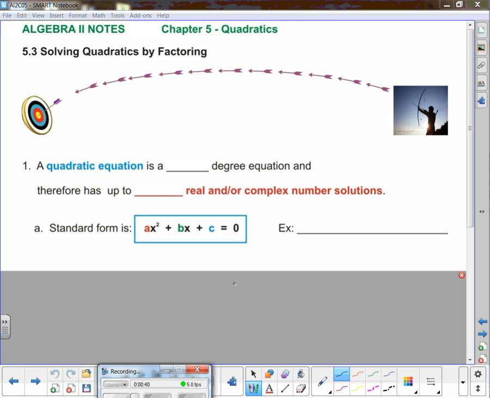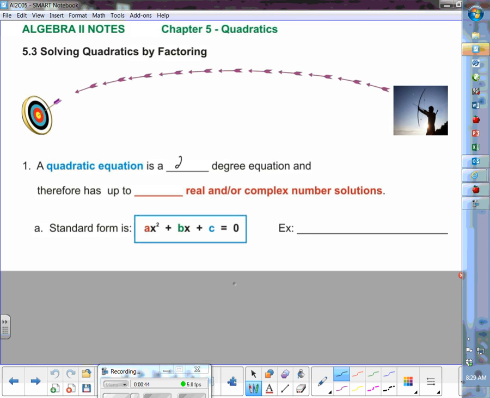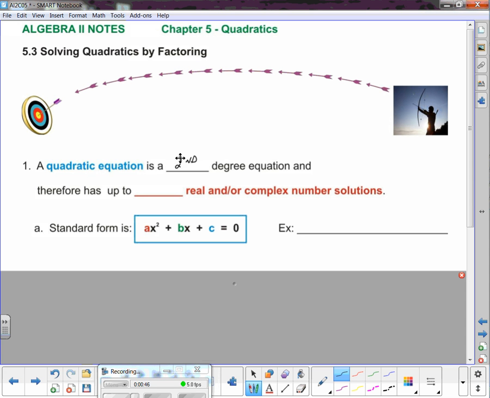All right, so you've got a quadratic. What is it? It's a second degree equation. So a quadratic equation is a second degree equation. What's a second degree equation? Well, we've talked about this before. Remember when we were talking about the degree of a polynomial?